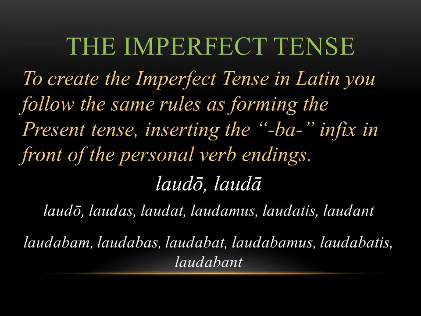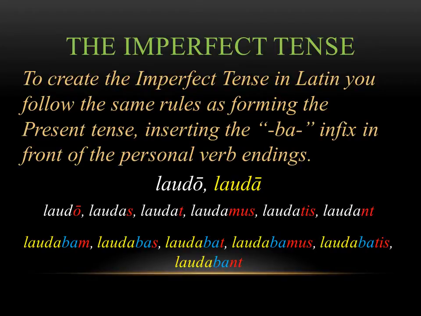The trick, though, in the imperfect is, again, we're inserting that BA infix. So if you look underneath, this is how we would write out laudo, laudare in the imperfect. And again, you'll notice that BA has now been slipped in. That's our infix. Whenever you see that BA in a verb, you know we're talking about the imperfect tense. And in front of the BA infix, we have lauda. That's our present stem. So that's an important thing to note. The imperfect tense is still using the present stem.